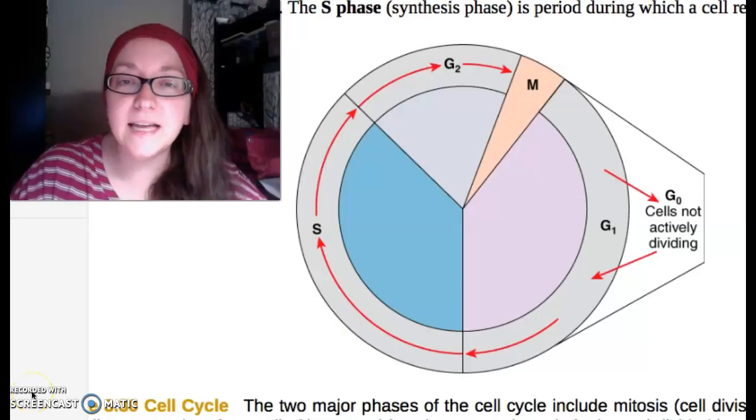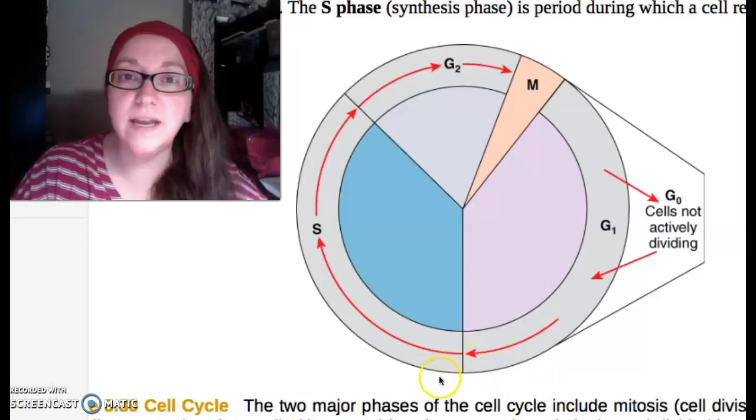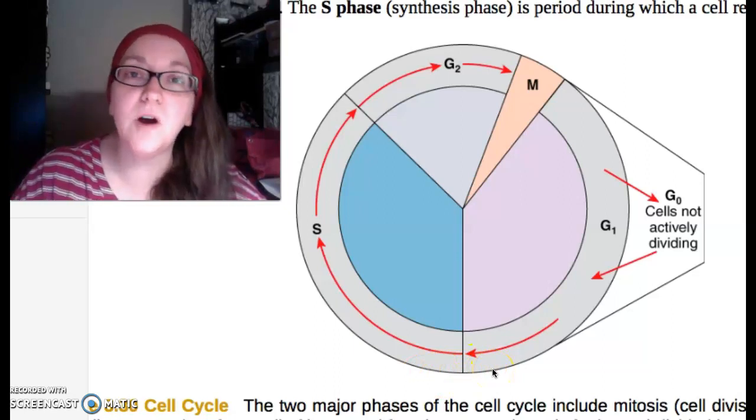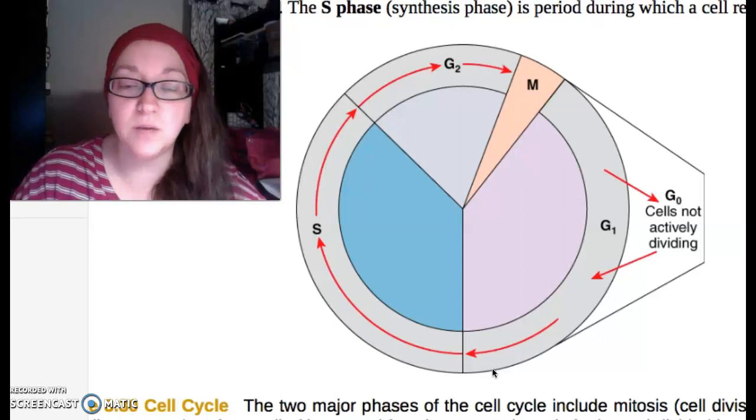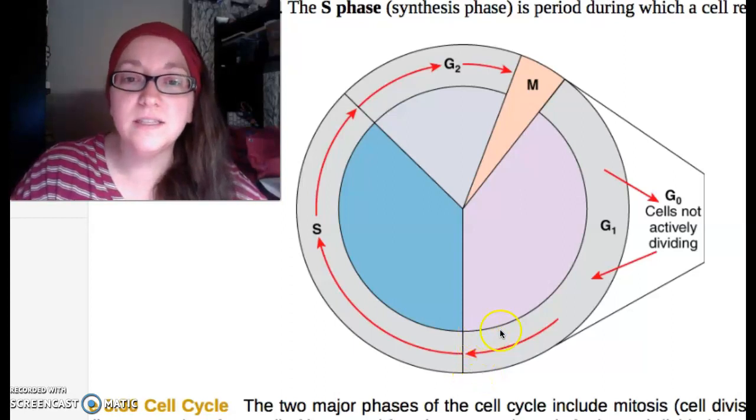Anytime you get to these lines that divide one stage from the next, so right here between G1 and S, the cell has to make a choice and it has to decide whether to move on to the next phase. That's a checkpoint. So the cell here is going to decide, do I need to divide? Do I need to make another cell or not? If the answer is no, then the cell will just stay in G1.